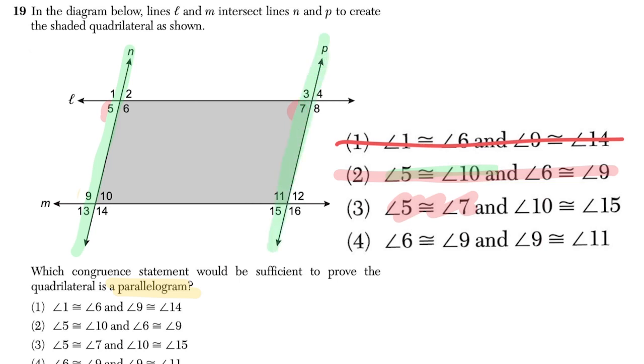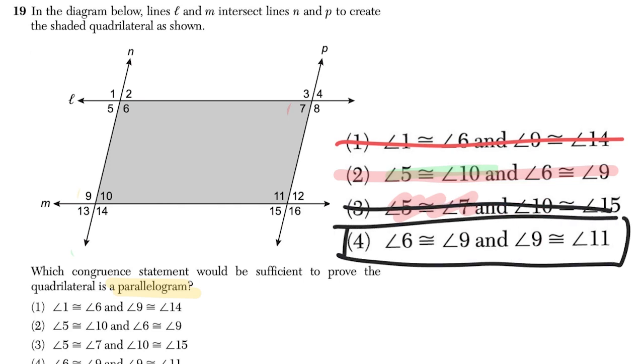Then we've got this other angle relationship. It says 10 and 15. Here's 10 in yellow, here's 15. What kind of angle relationship is 10 and 15? It's an alternate interior relationship, and that's also going to prove that line N and P are parallel. But we've already got that. What we're looking for is to have both sides of this quadrilateral parallel to one another. So by process of elimination, it's got to be option 4. And let's see why.